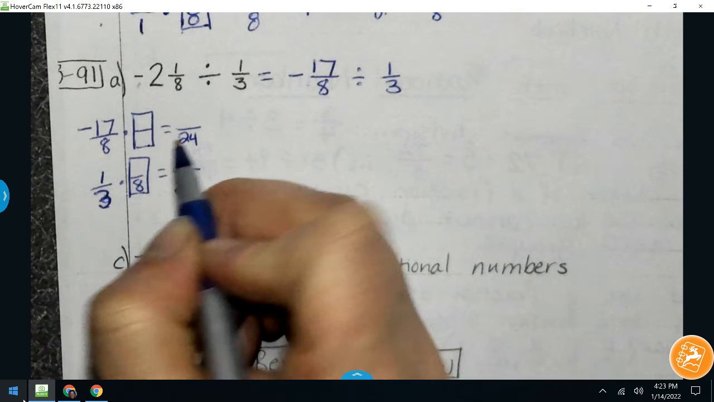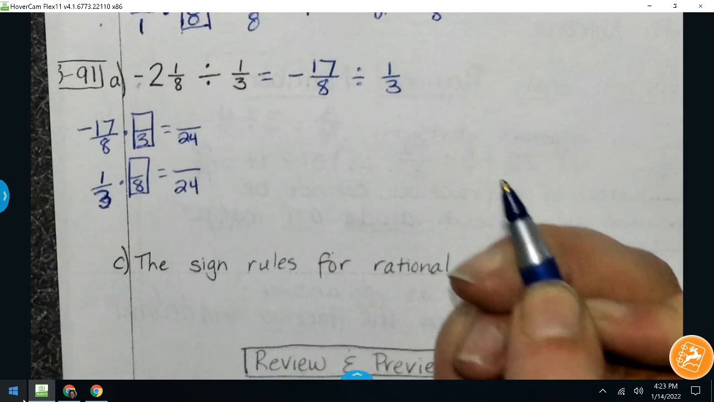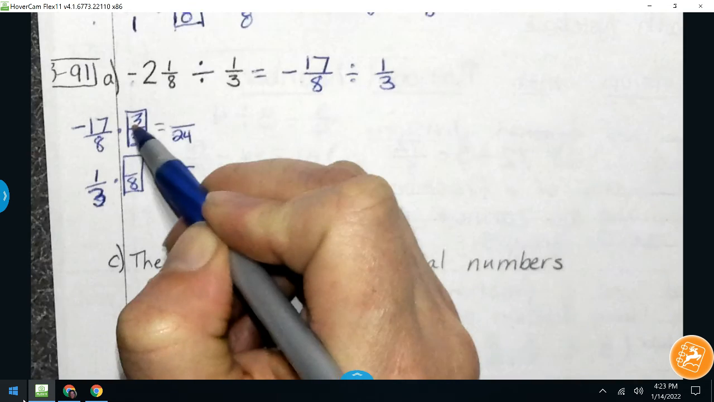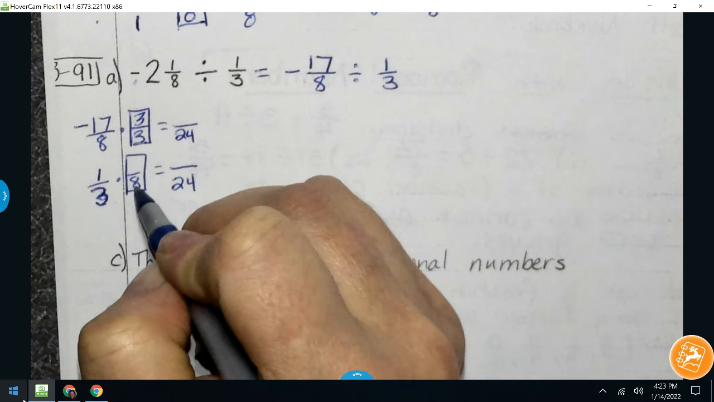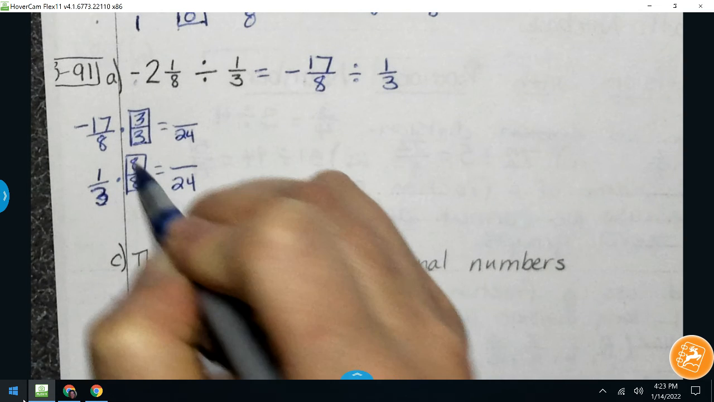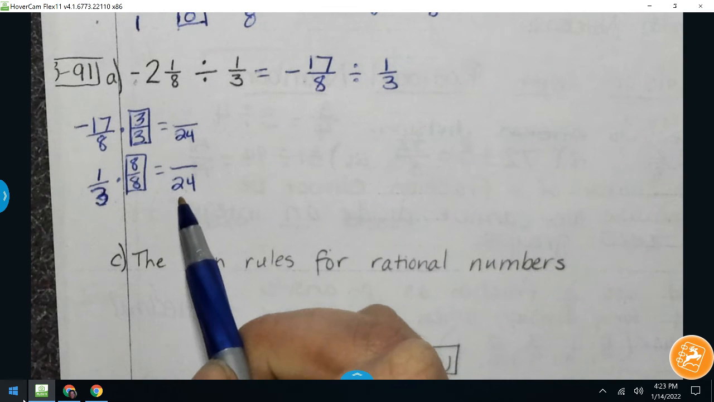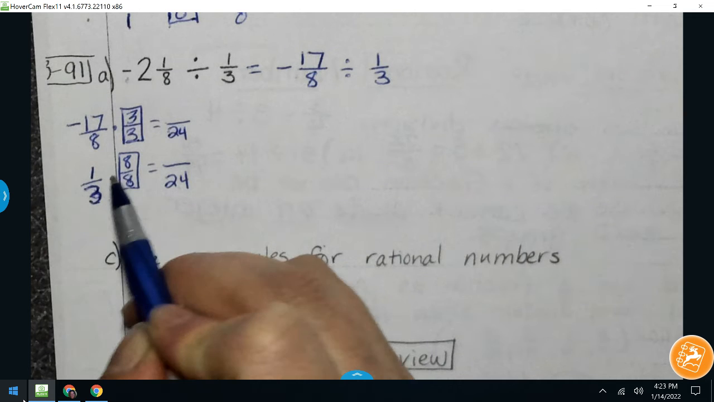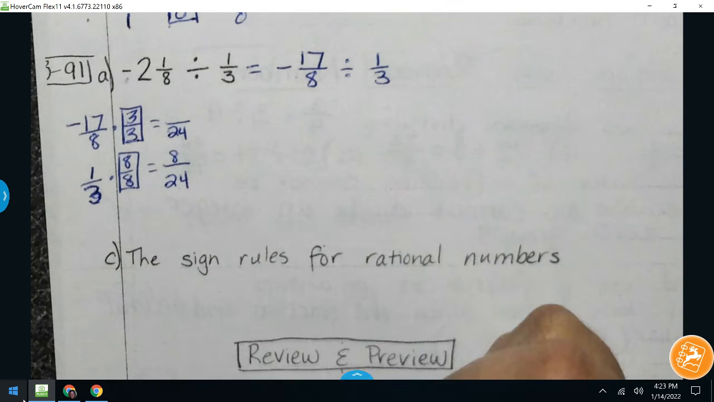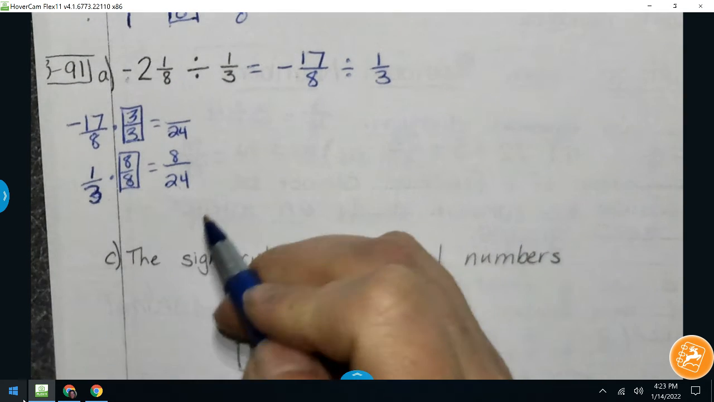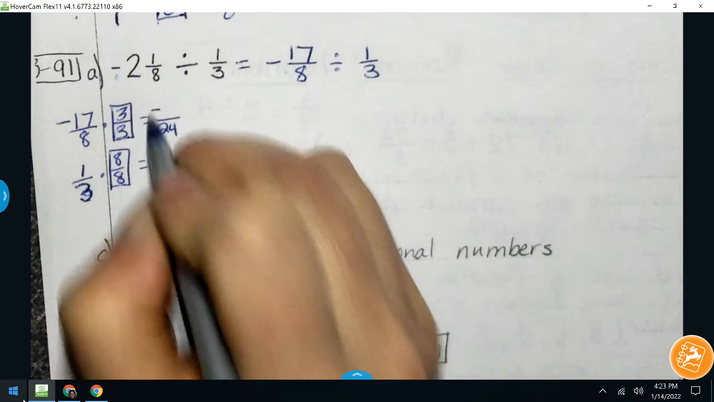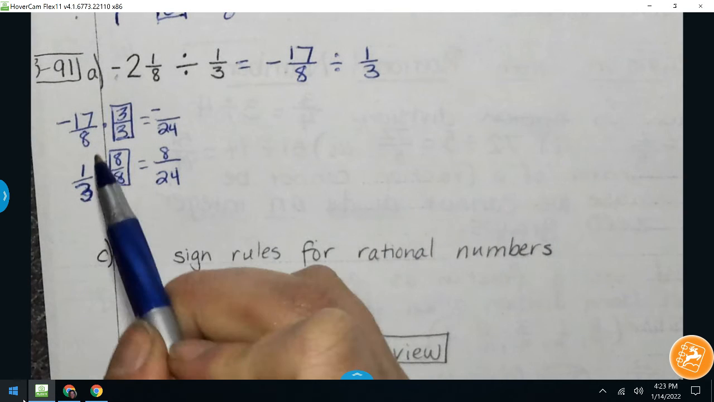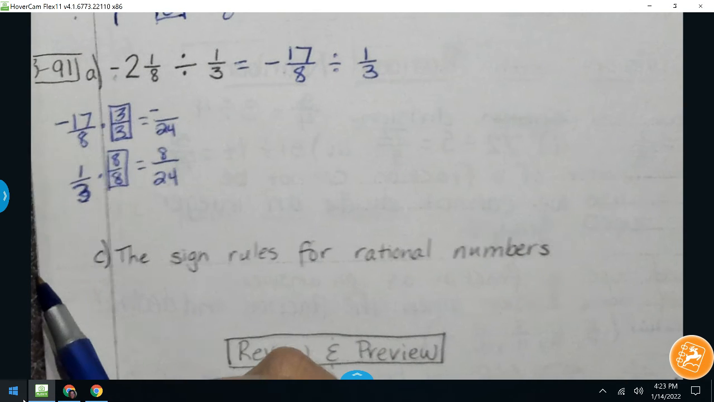So 3 times 8, 8 times 3. Up here, my 3 should also be up here. And down here, my 8 should also be up here. I'm going to start with this one, number 1, because it's easier. 1 times 8 is 8. Up here, I have negative. Ooh, I better write that right there. I have negative 17 times 3.